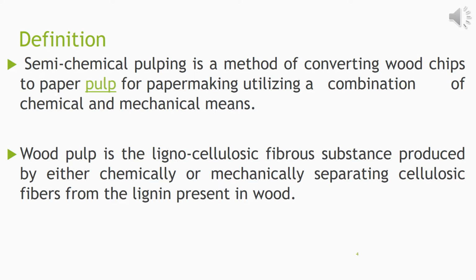It is a lignocellulosic fibrous material, and from the wood the cellulosic fibers are separated from the lignin by mechanical means or chemical means, like using chemicals or by using other mechanical means. We separate cellulosic fibers from the lignin which are present in the wood. So when this is done, the pulp is made in which some percentage of lignin and some percentage of cellulose fibers is present.